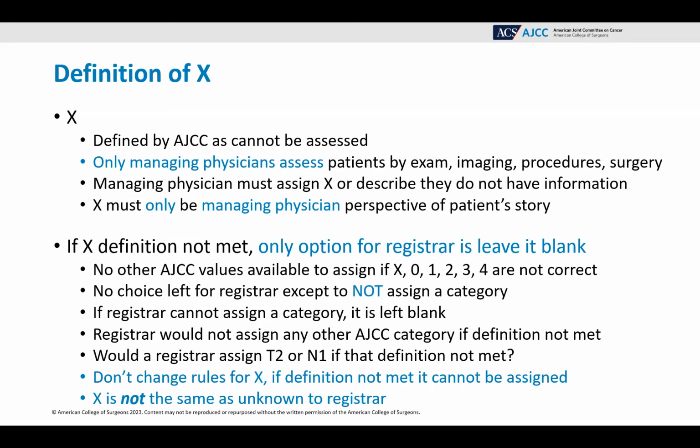Would a registrar assign T2 or N1 if that definition was not met? So we have to make sure that we don't change the rules for X. If the definition has not been met, it cannot be assigned. X is not the same as unknown to the registrar.